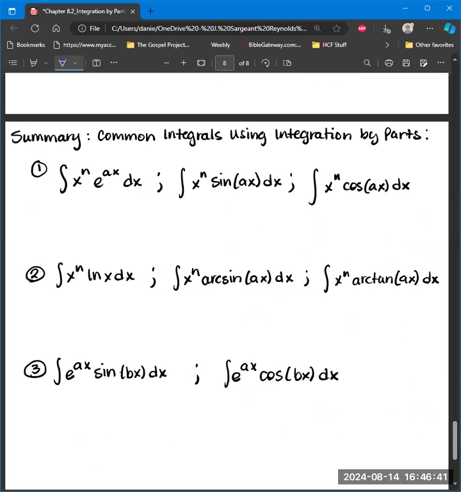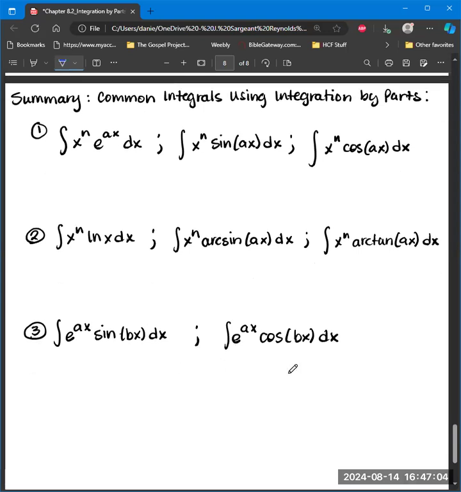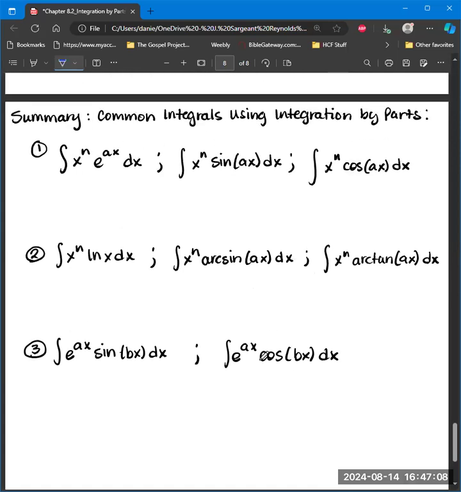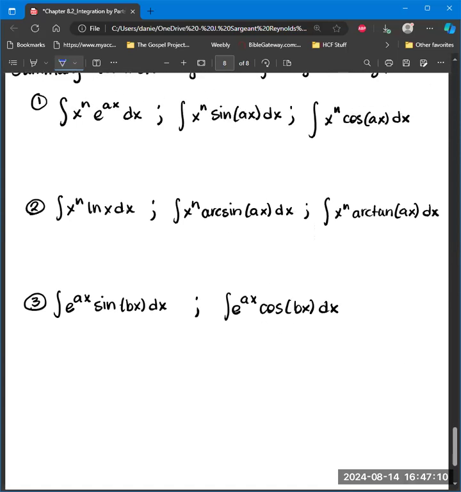So common integrals here that we're going to use with integration by parts are going to be x to the n e to the ax, x to the n sine of ax, x to the n cosine of ax, x to the n ln of x, x to the n arcsine of ax, x to the n arctangent of ax, e to the ax sine of bx, and e to the ax cosine of bx. Those are going to be ones that we're going to do a lot of.